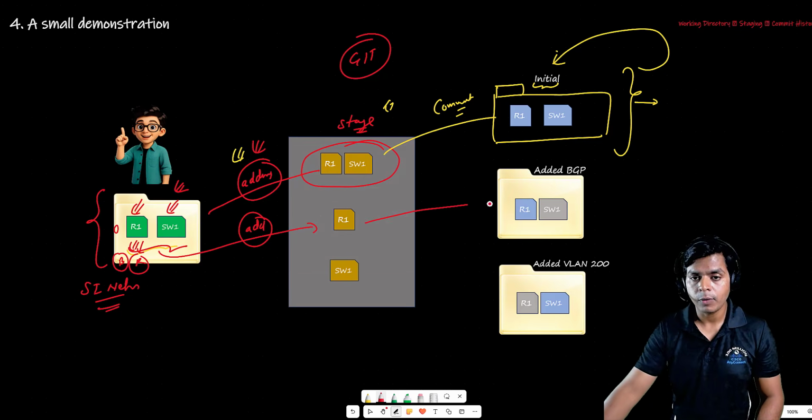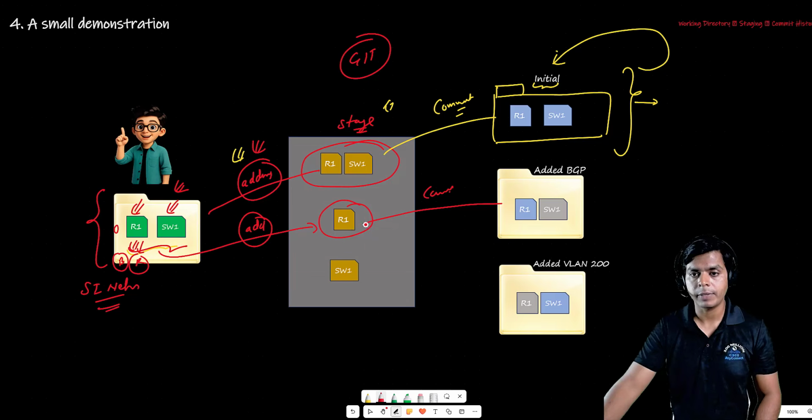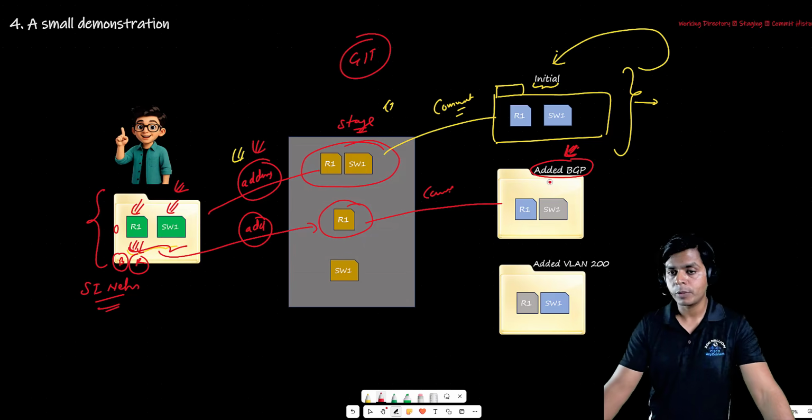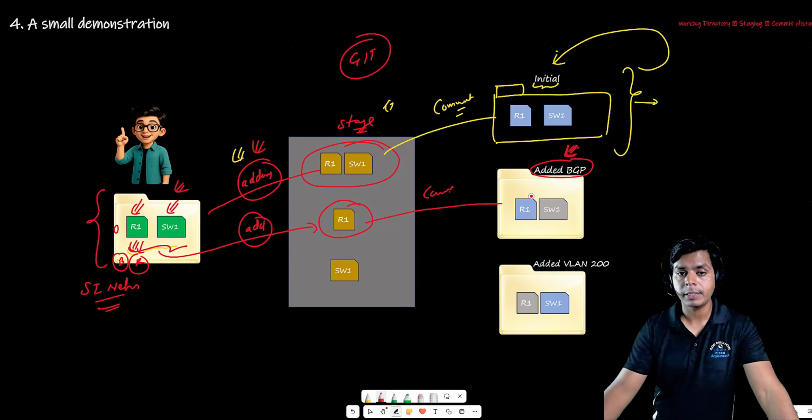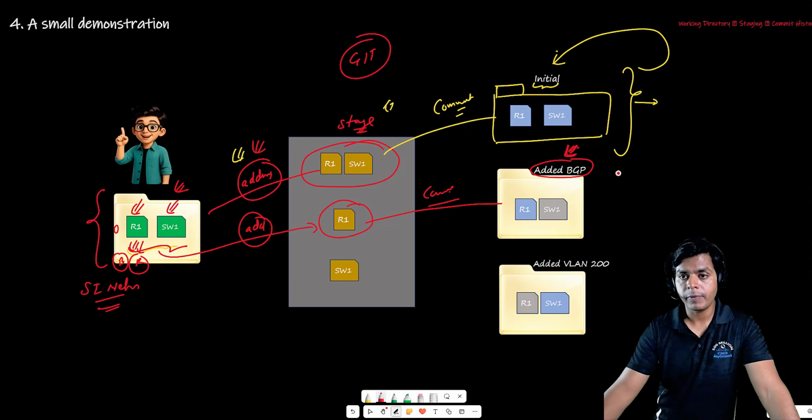And then whatever is on the stage, Git is going to commit it. He will commit, and it will commit only R1 this time. He will say edit BGP. This is the thing which you can specify so that you remember what you have done in this change. So this commit will be having another snapshot.